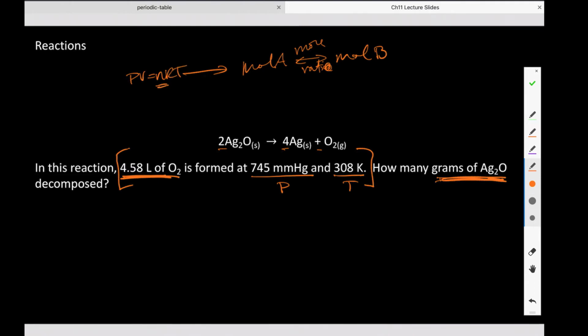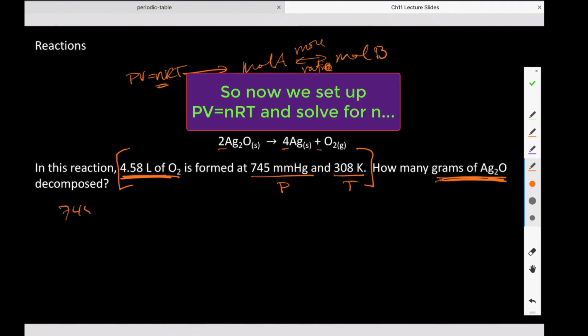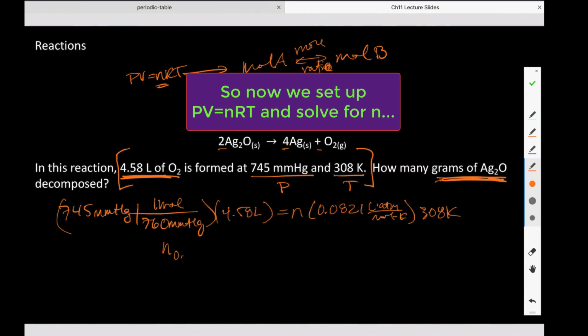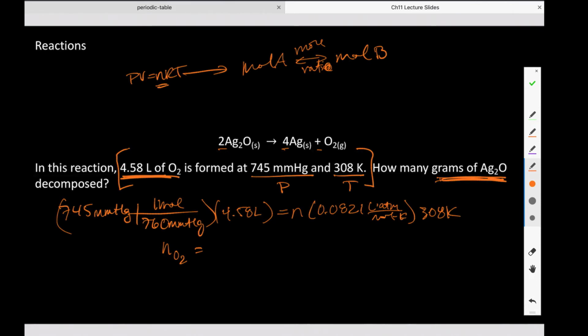As in that's going to be our ticket into moles. So after doing that math, we see that n is equal to 0.178 moles of O2, right? And then we would do a mole ratio to get from moles of O2, which is 1 mole of O2, is equal to 2 moles of Ag2O.